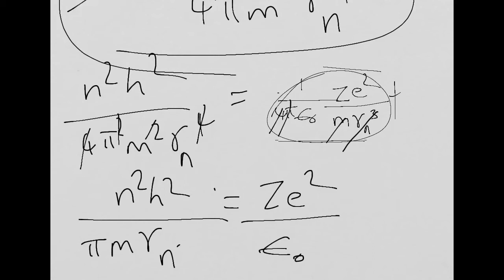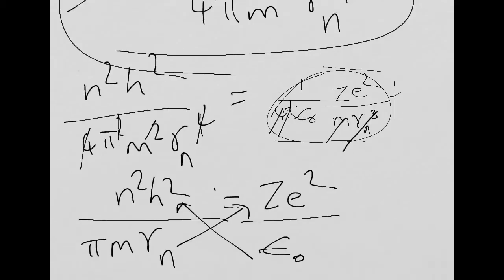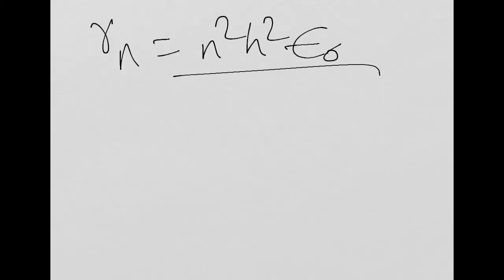So rn, which can go this side, this can go this side, so it will become rn is equal to n square h square epsilon naught by Z e square pi m, right? Z e square pi m. So this is going to be the radius of nth orbit formula.